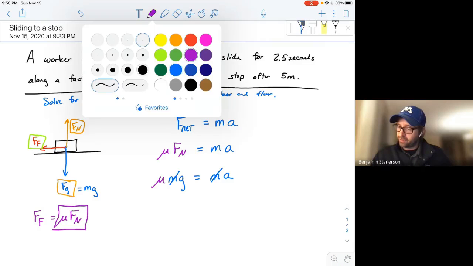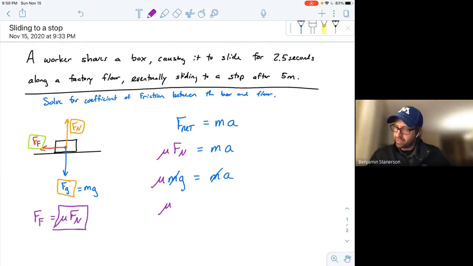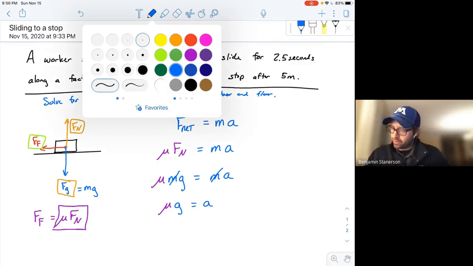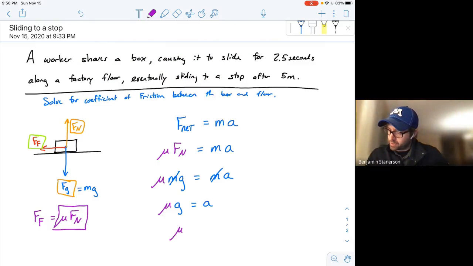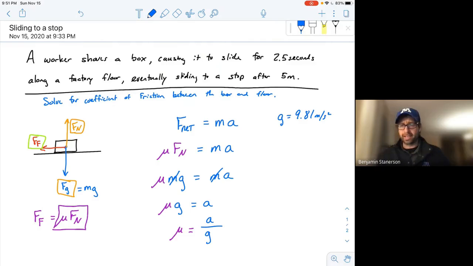So then I'm left with a relationship where the coefficient times the acceleration of gravity is equal to acceleration of the object. All right, now I can solve this even further, and I can just set this up so that we can use it to solve for our coefficient. We're going to take the acceleration of the object divided by the acceleration of gravity. All right, for this case, let's be really precise. Let's use g is equal to 9.81 meters per second squared. We'll come back to that here in a second.